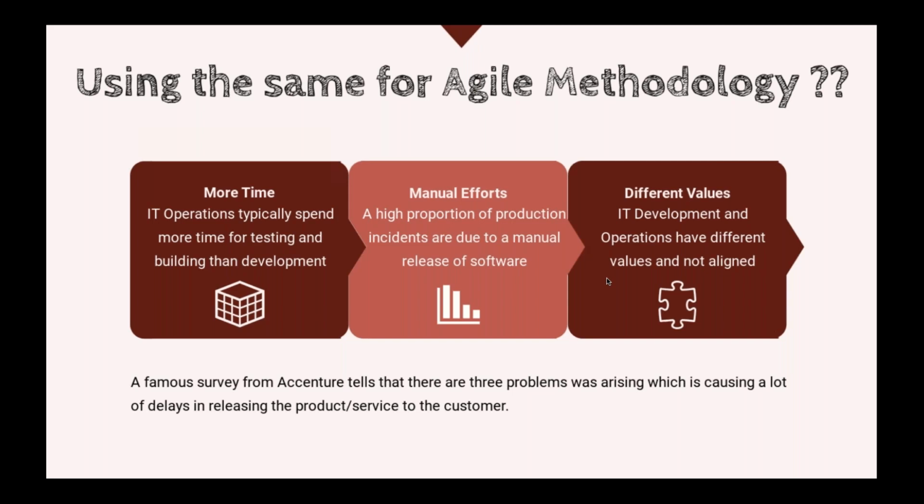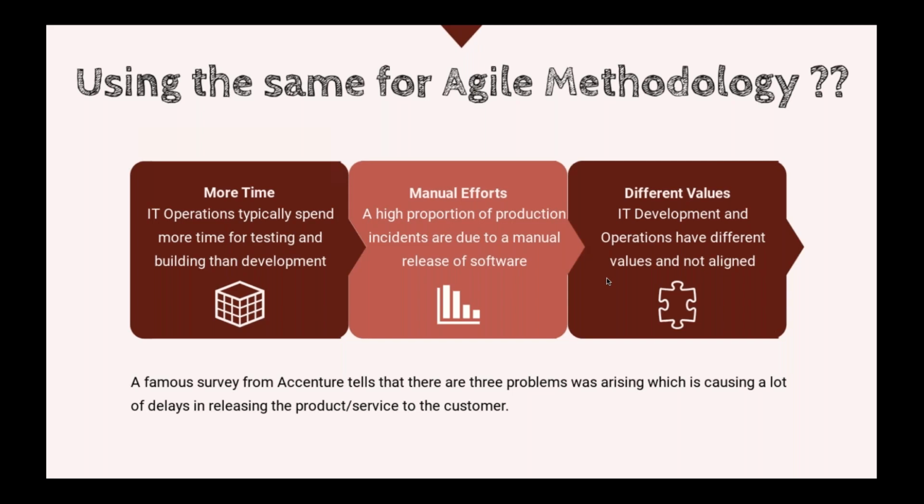Also, people used to do a lot of manual work, and manual work leads to mistakes, and those mistakes cause a lot of outages for your application. That is a problem. Another problem, as I mentioned, is that every team has different values, so they don't bother about each other. That's where the problem is.